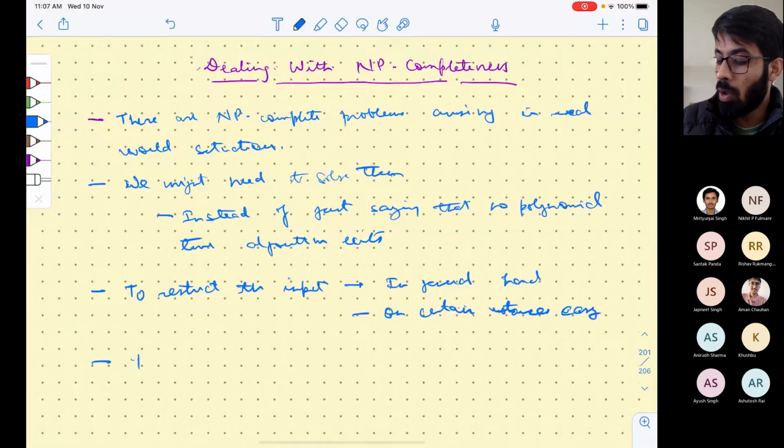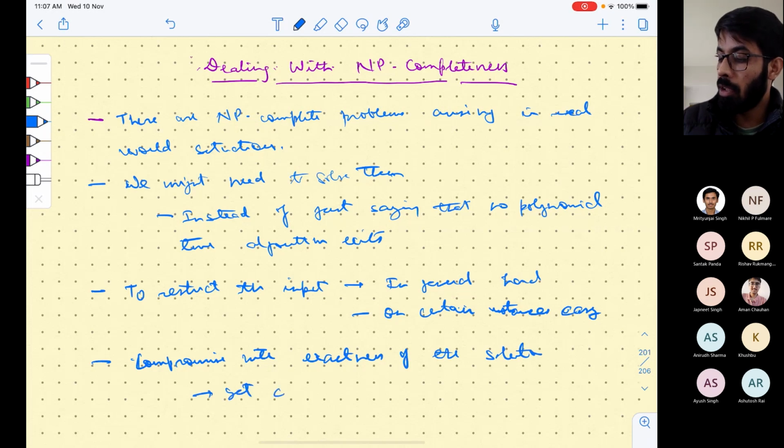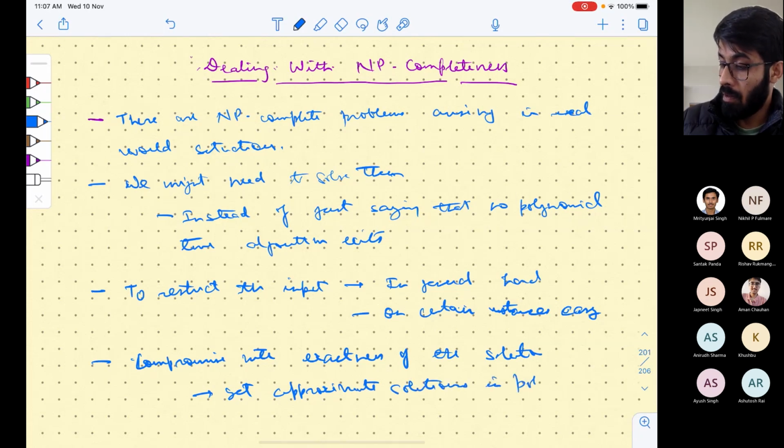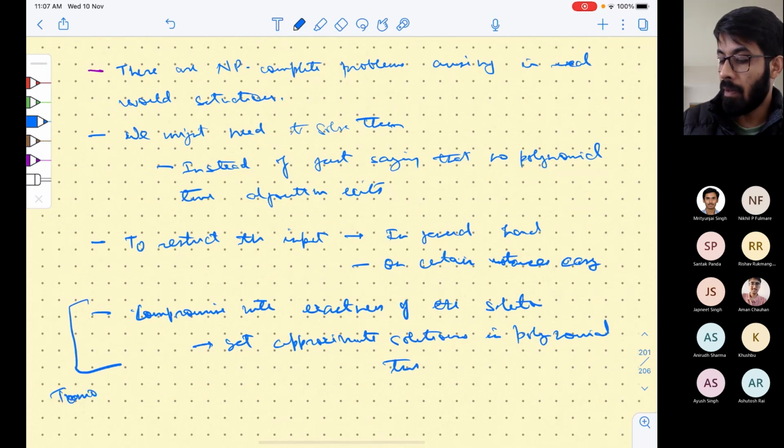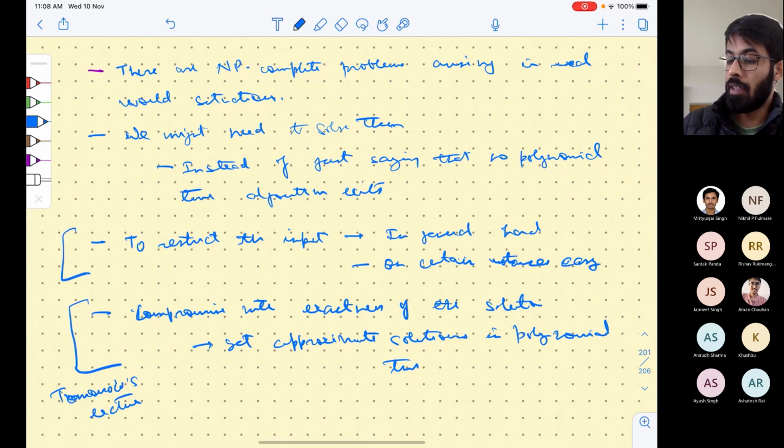Or another way is to not look for compromises with exactness of the solution. Get approximate solutions, but in polynomial time. So this, we will see some of it tomorrow, and some of this we'll see today.